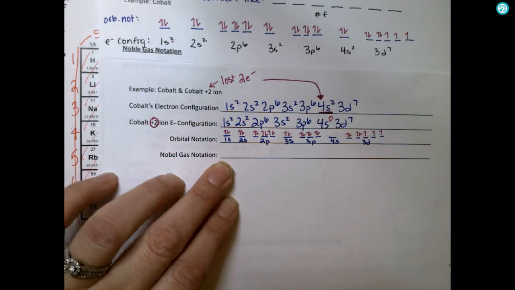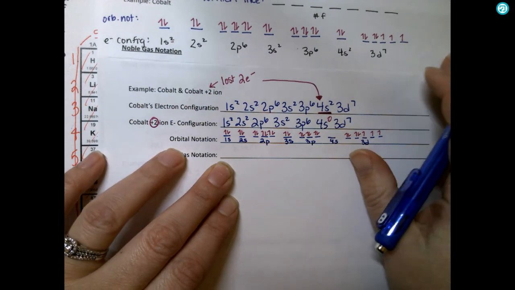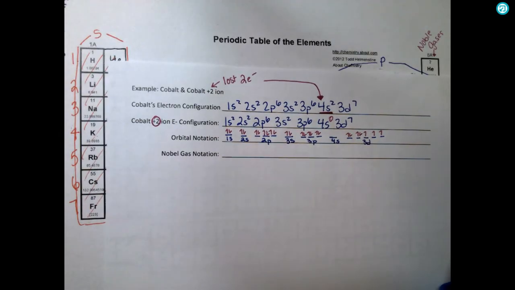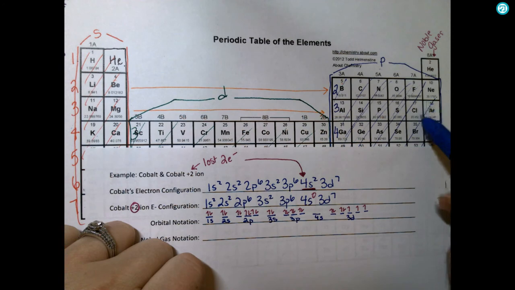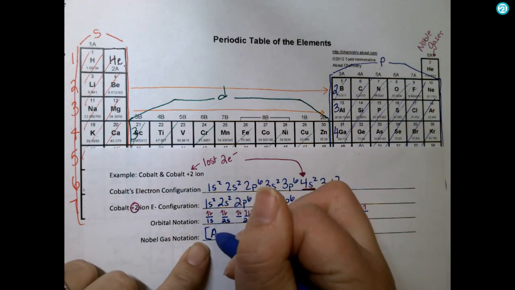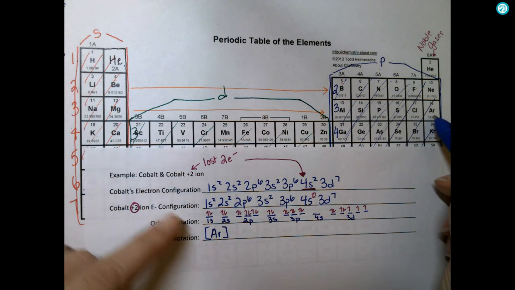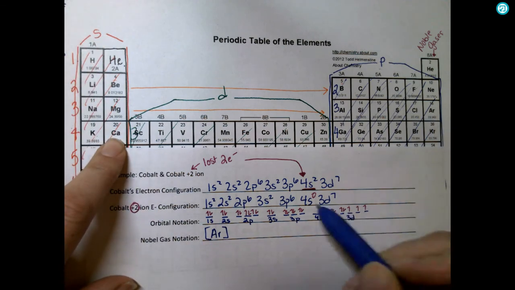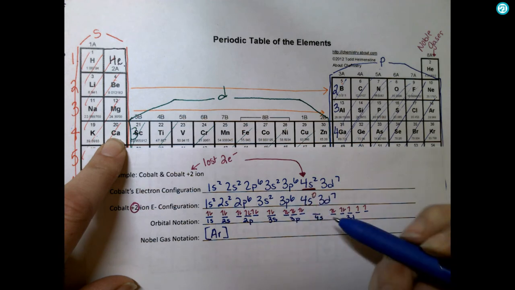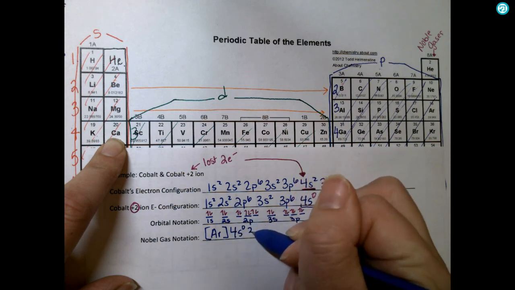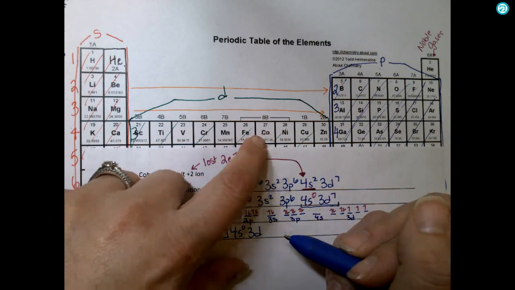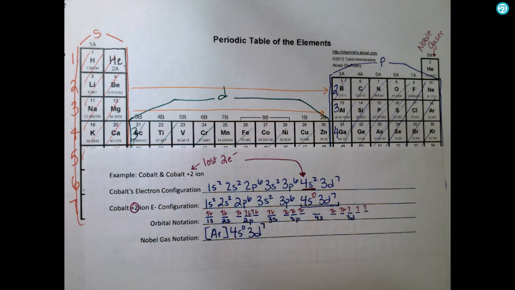Finally, we can go ahead and write our noble gas notation. The previous noble gas to cobalt, we look on our periodic table. Cobalt's here, up and over, it's argon. So we put argon in brackets. Everything that comes after argon is 4s2, but for my ion, that's blank. So it's 4s0. So everything of this comes after. 4s0, 3d, 1, 2, 3, 4, 5, 6, 7. And now you're able to show with more precision where your electrons are and also how to do it for ions.